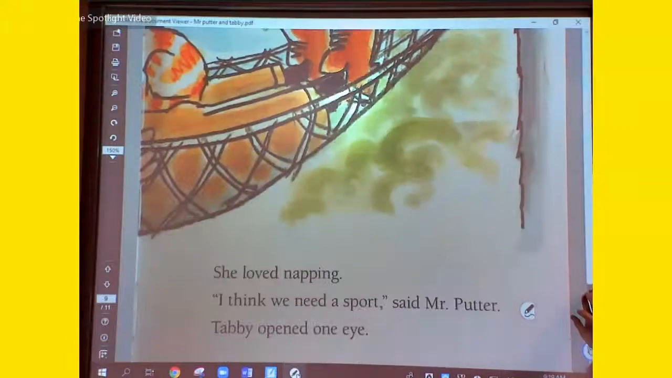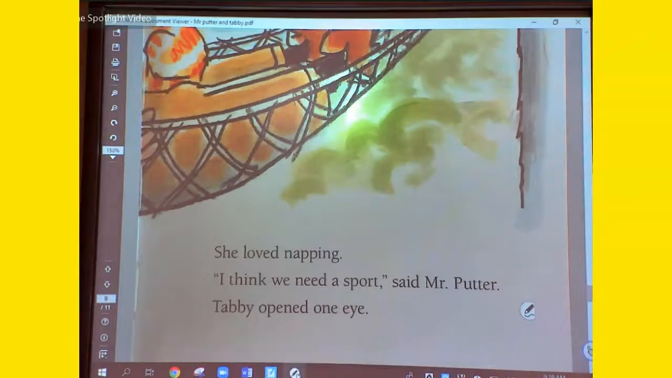Oh, that's just the other side of the photo. So they're in a hammock. She loved napping. I think we need a sport, said Mr. Putter. Tabby opened one eye.